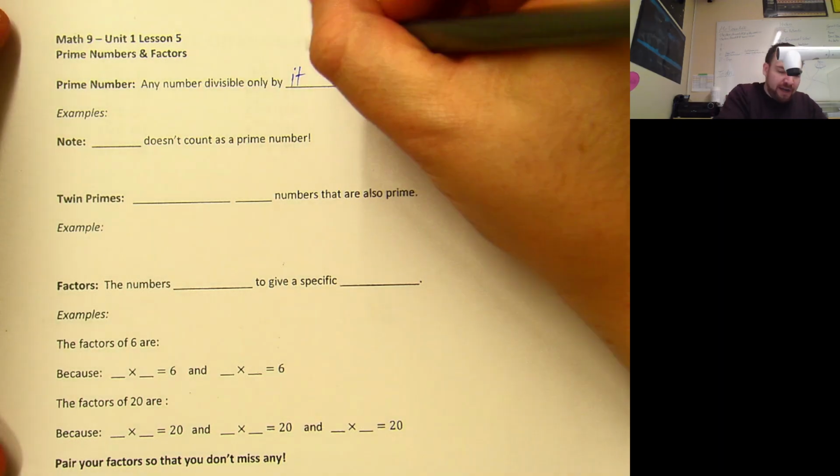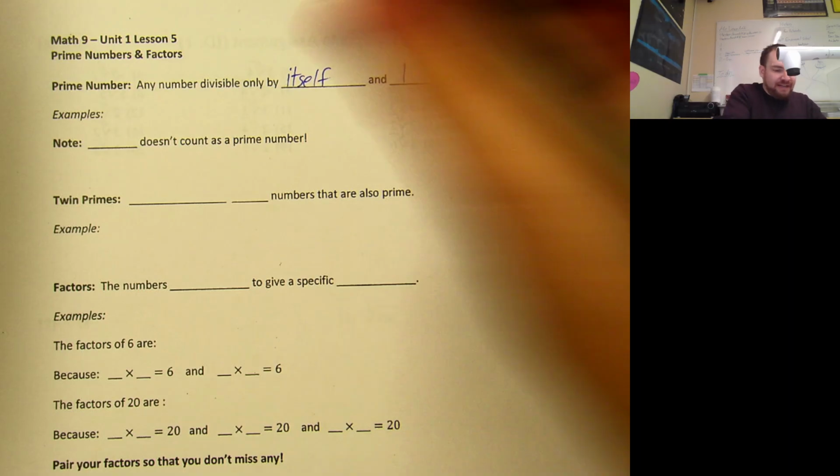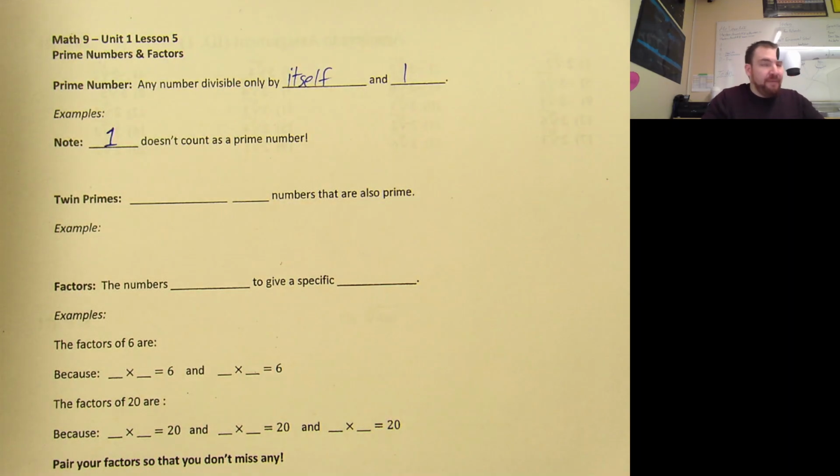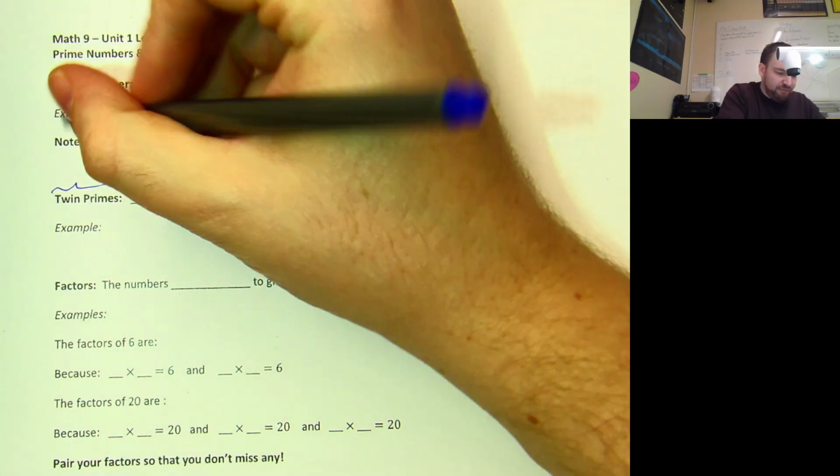Itself and 1. But 1 is not a prime number, just by definition. There are things called twin primes. Twin primes are a novelty. I'm not necessarily going to require that you know them.